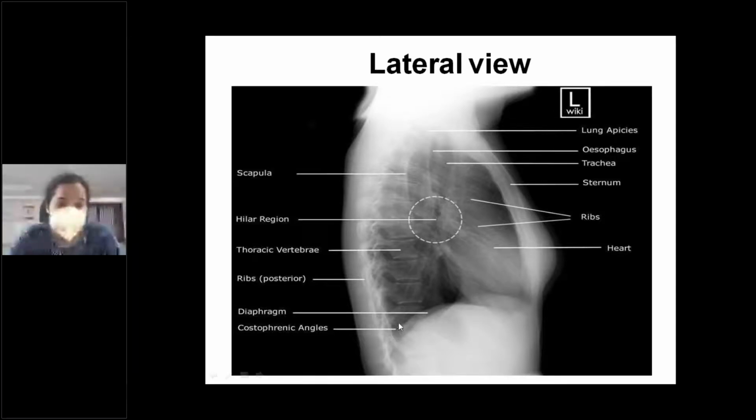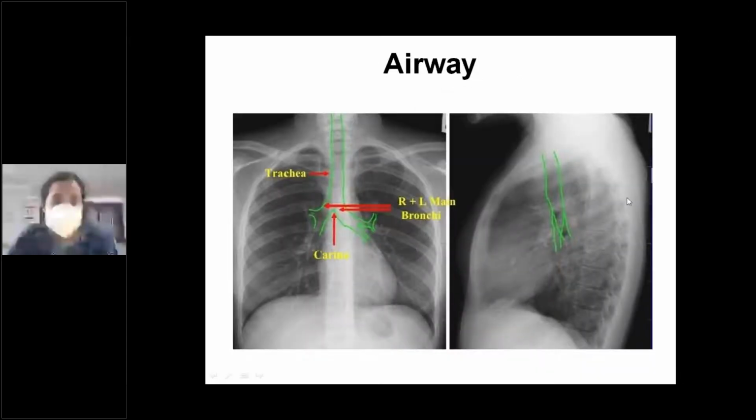Okay, and you also look at the costophrenic angles, the ribs, the posterior ribs. These are the posterior ribs. These are the pedicles. This is the hilar region. This is the cardiac opacity. Well, moving further, next we have to look at the airway.